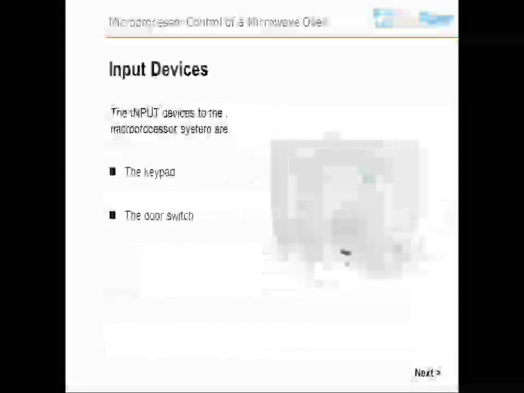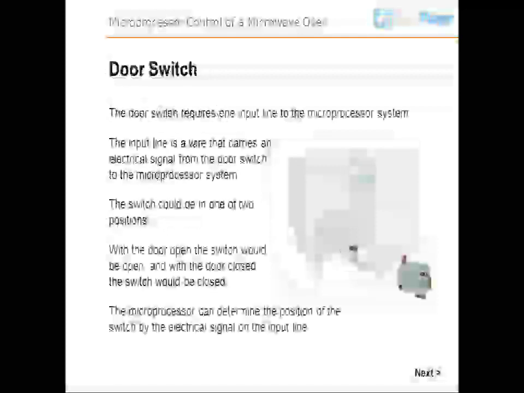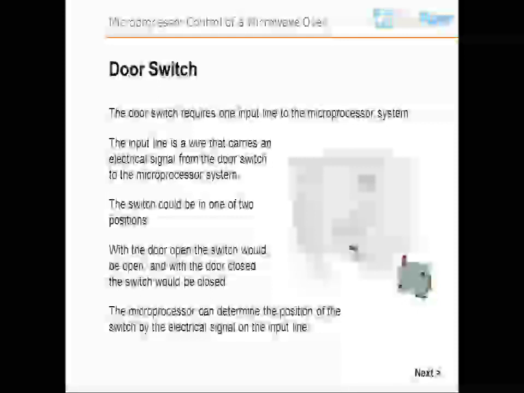Input devices. The input devices to the microprocessor system are the keypad and the door switch. Door switch. The door switch requires one input line to the microprocessor system. The input line is a wire that carries an electrical signal from the door switch to the microprocessor system. The switch could be in one of two positions. With the door open, the switch would be open, and with the door closed, the switch would be closed. The microprocessor can determine the position of the switch by the electrical signal on the input line.